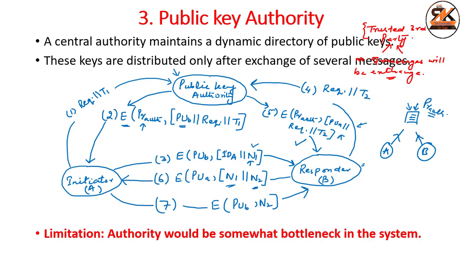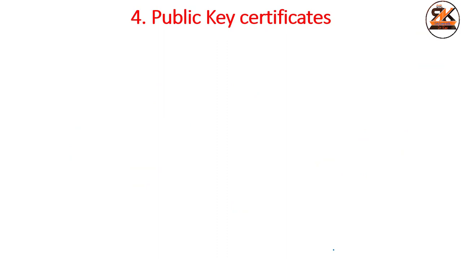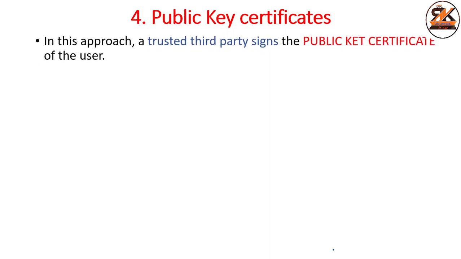Okay, and this third party is also vulnerable to tampering. See, this authority is also vulnerable to tampering. So that's the drawback, or the limitation, of this approach, and that's why we go ahead, and there is another approach which is called public key certificates. This is the fourth approach, and here a trusted third party is again used, and this trusted third party signs the public key certificates of the users.